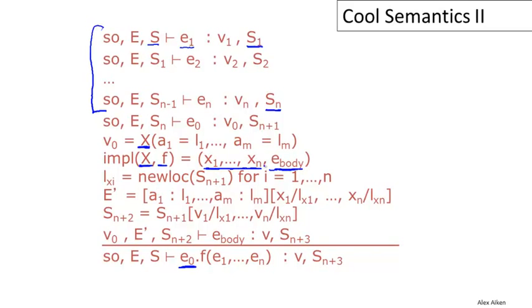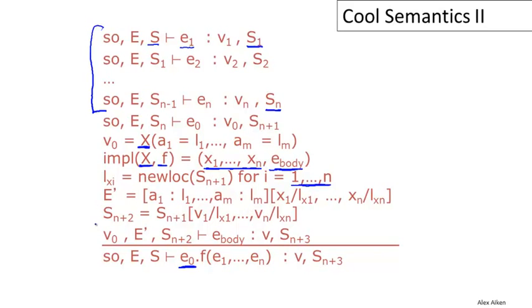All right, so the next thing we have to do is allocate space in the memory or in the store for the actual parameters of the method call. So we allocate n new locations, one for each actual argument.